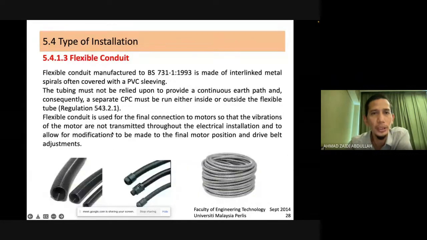Okay, lastly is the flexible conduit. Flexible conduit, as you can see in this figure, dia lembut, itu flexible, nama flexible. Normally it is made of interlinked metal spiral often covered with PVC sleeving. Then the tubing must not rely.